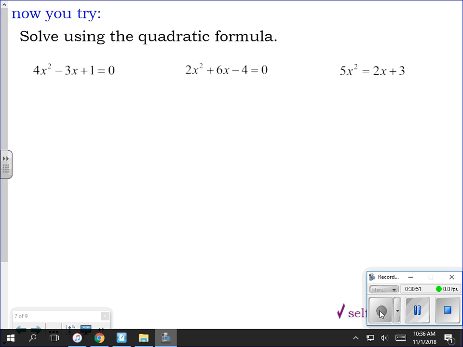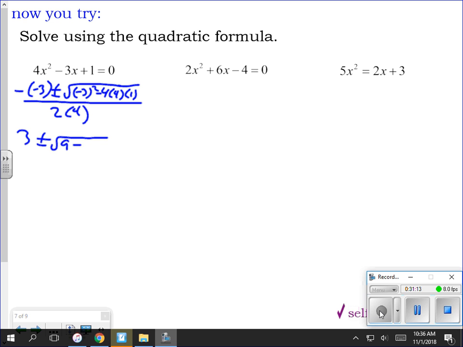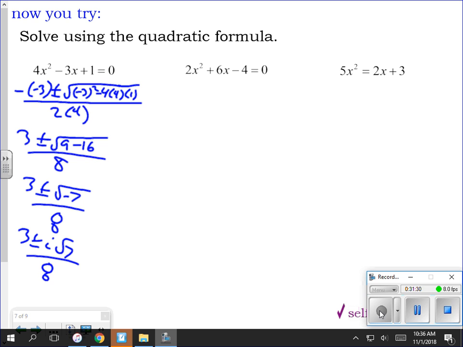Okay, let's do these. So the first one, minus b plus or minus the square root of b squared minus 4 times a times c all over 2 times a. So I get 3 plus or minus the square root of 9 minus 16 over 8. 3 plus or minus the square root of negative 7 over 8, which is 3 plus or minus i root 7 over 8.